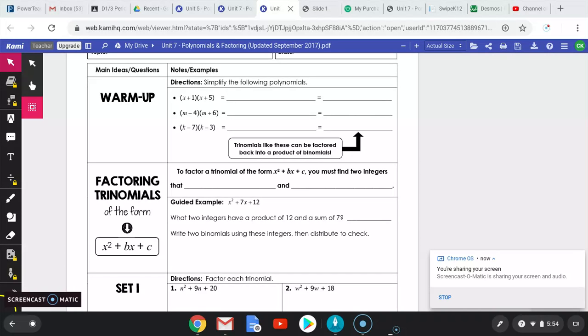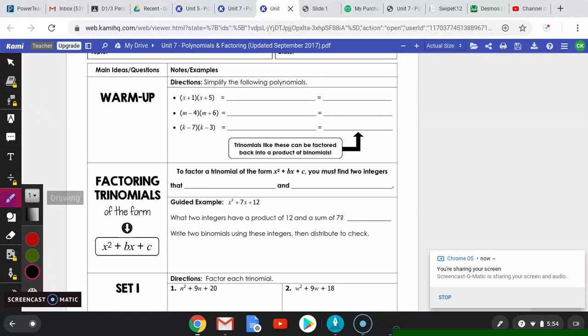Kizik, and in this video we're going to be learning how to factor trinomials when they're in the form x squared plus bx plus c. So a little review, let's FOIL these binomials here.